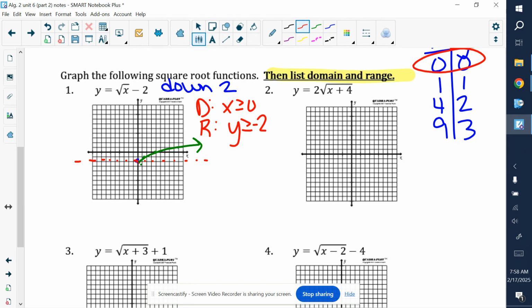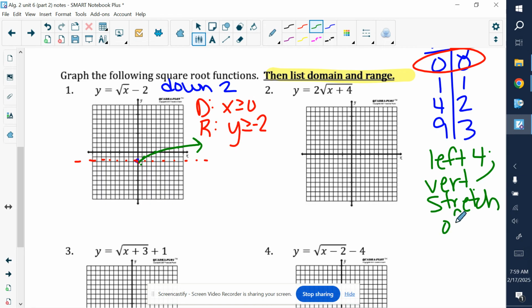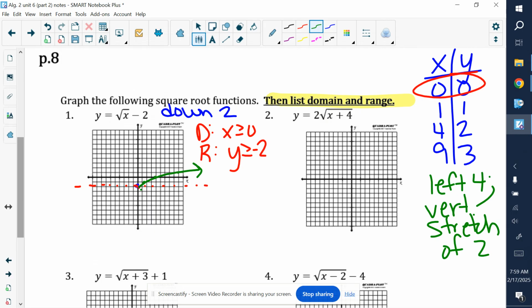All right, number 2. Now we're going to have a vertical stretch with this one. So that +4 underneath the radical means we're going to go left 4. And then we're also going to have a vertical stretch of 2. So my 0, 0 is going to go left 4.